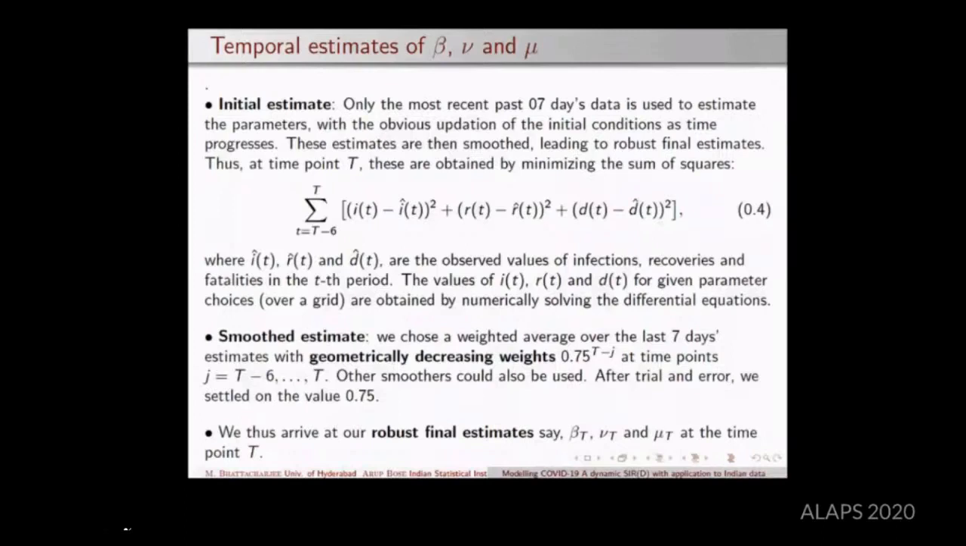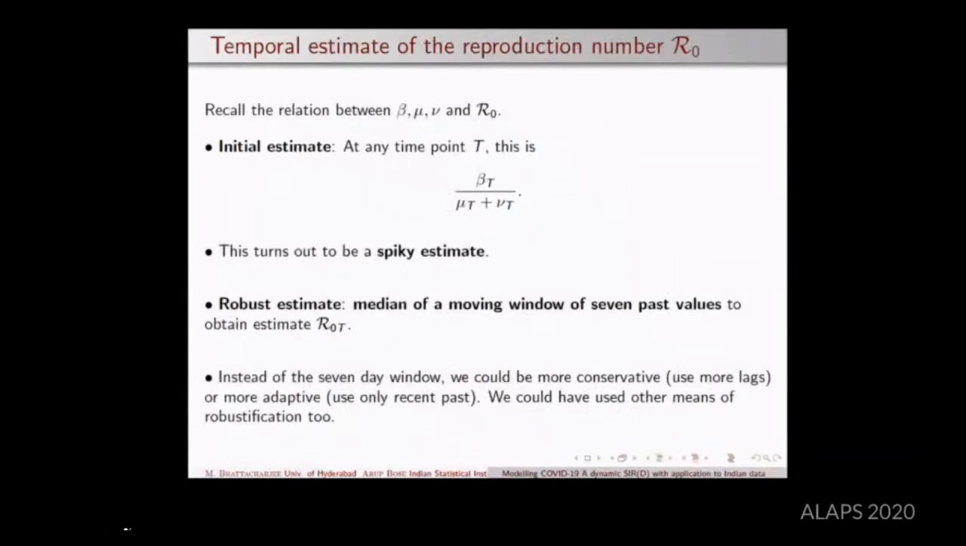Now, recall the relation between beta, mu, nu, and R0, the reproduction number. So our initial estimate for R0, once we have derived beta, mu, and nu, is simply beta by mu plus nu at the time point T. This turns out to be a spiky estimate, and we robustify this estimate by, for example, taking a median of a moving window of 7 past values to obtain a model for the epidemic, and hence this equation is really not sacrosanct.